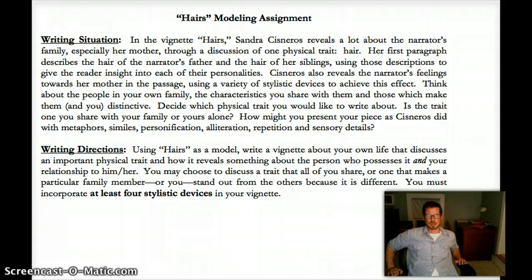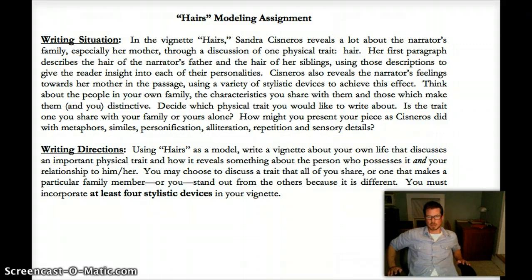Decide which physical trait you would like to write about. Is the trait one that you share with your family or yours alone? How might you present your piece as Cisneros did, with metaphors, similes, personification, alliteration, repetition, and sensory details? So here is essentially the directions.